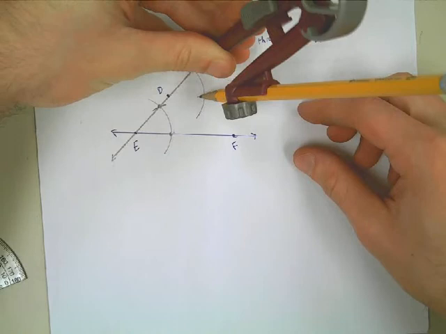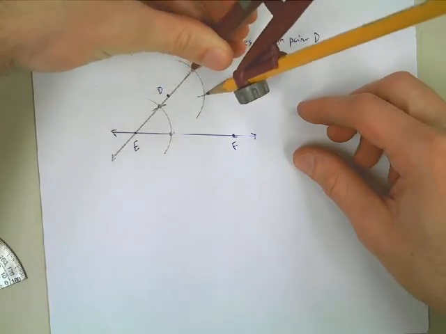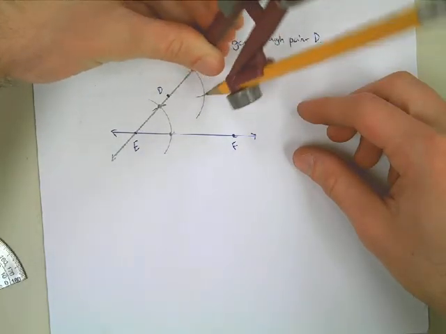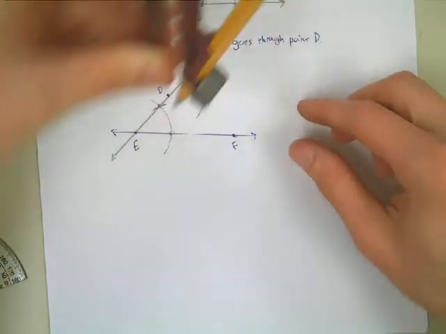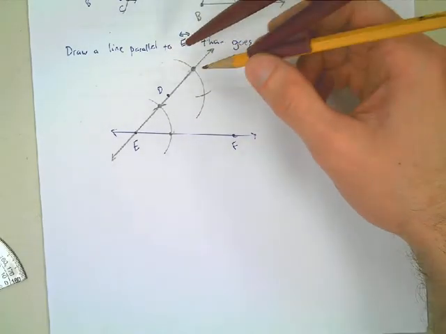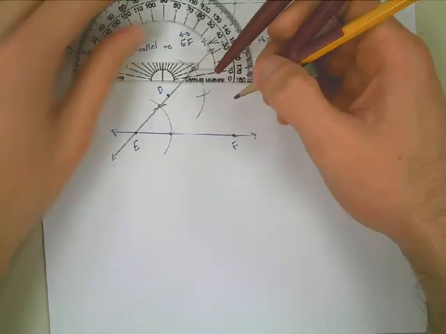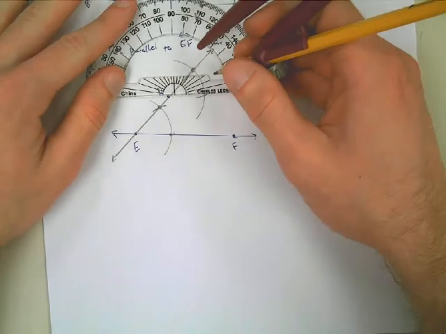Okay, so I have to do it the opposite direction because I have this other point up here now. And where they crisscross, we draw from D through that point, and if I did a good enough job here, they should look parallel.